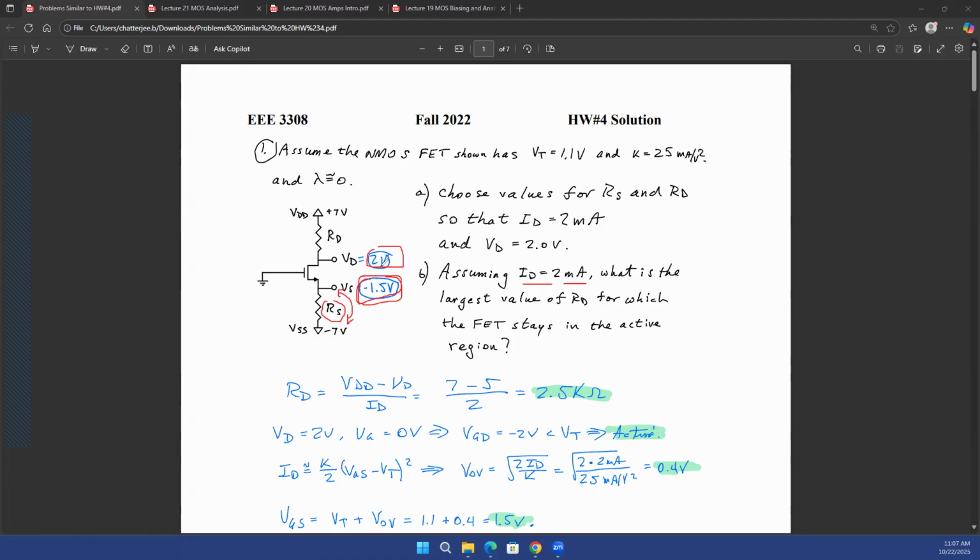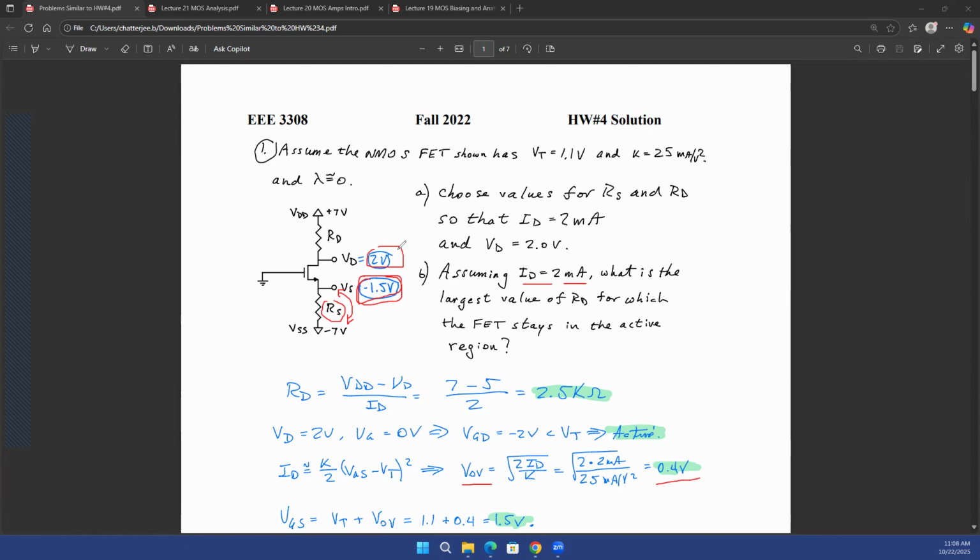Now here in this case, your VD was 2 volt, VS was minus 1.5 volt. So your VDS was 3.5 volt, which is larger than V over drive. That's why you were in the saturation region. But as you keep on reducing your VD more and more, at some point your VDS will be equal to V over drive, and after that, the transistor will go into the triode region. So VD min can only be minus 1.1 volt because V over drive is equal to 0.4 volts. So VDS min is going to be equal to V over drive, which is 0.4 volt. And that means VD min can only be minus 1.1 volt because VS is already fixed at minus 1.5 volts.